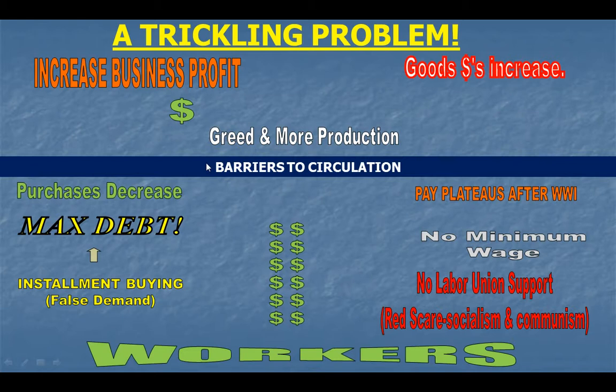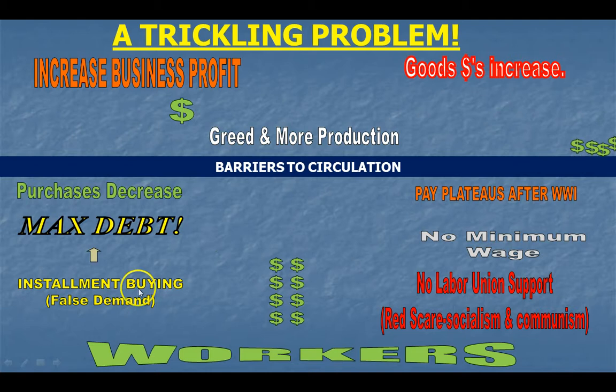But the problem is that there are barriers to that circulation that were being developed and occurring, right? And every time money was spent, it wasn't coming back down to the people. We have increased business profit, prices of goods are increasing. Businesses and unions, if you remember, at this point in time are at odds with each other, and unions aren't promoted. Pay increases aren't forthcoming. Wages kind of plateau or flatten after World War I. If you remember the strikes right after World War I, there's no minimum wage at this time. They can pay you whatever they want. There's no labor union support because they're seen as socialists and communists, and the money just goes to the top and it's not coming back down in the form of wages.